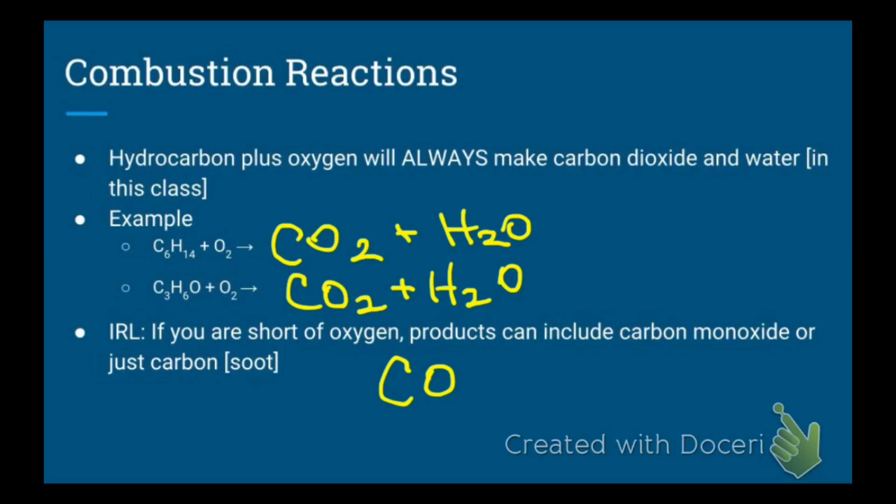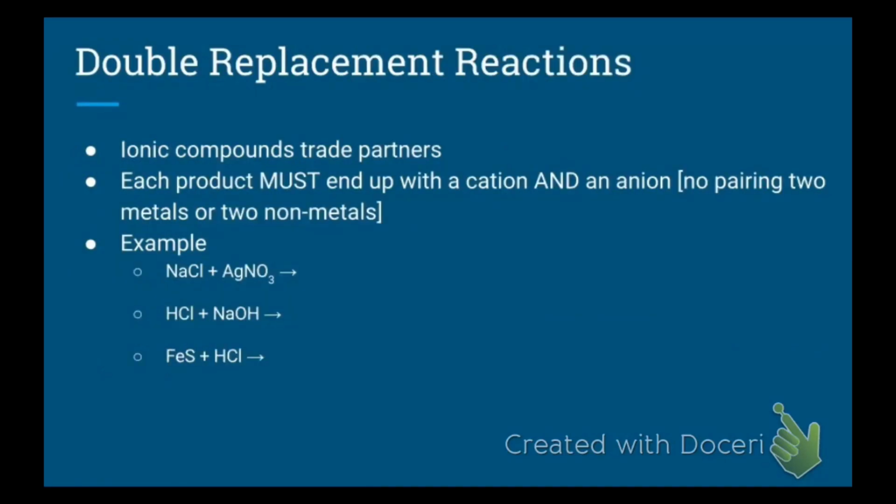Alright, so our next type of reaction is going to be a little more complicated to predict. Our double replacement reactions. You're going to have two ionic compounds reacting together. They're going to trade partners. And remember, opposite charges attract, like charges repel. So you've got to end up with a cation and an anion in each product. You can't end up with two cations together or two anions together. And you have to have legitimate chemical formulas for all your products. So you've got to take our charges and cross them still.